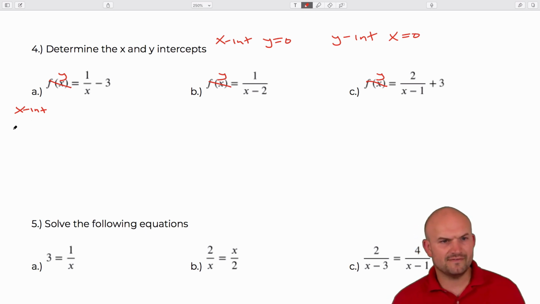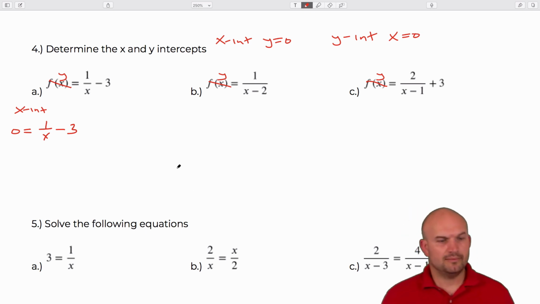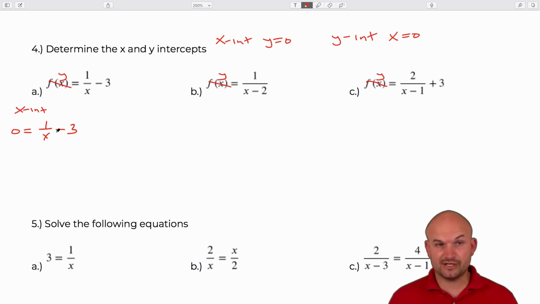So therefore, I have 0 equals 1 over x minus 3. I made it work here, but I probably should have given myself some more space. All right, so using our inverse operations here to isolate my x, I need to add 3. Okay, so then I have 3 is equal to 1 over x.